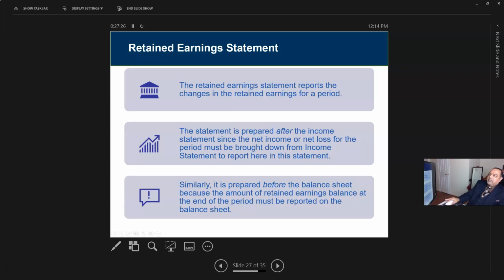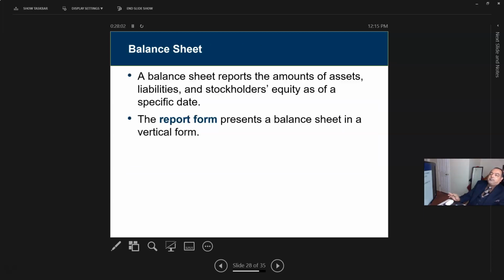The retained earnings statement, of course, reports the changes in the retained earnings for a period, and the statement is prepared after the income statement, as I said to you, since we use the net income or net loss for the period to bring it down to the statement and report it here. Similarly, it is prepared before the balance sheet because the amount of retained earnings balance at the end is to be reported in the balance sheet. So that is why it's prepared before the balance sheet but after the income statement.